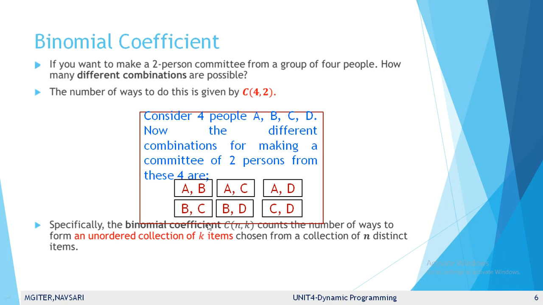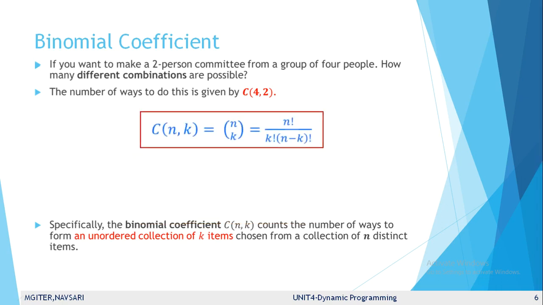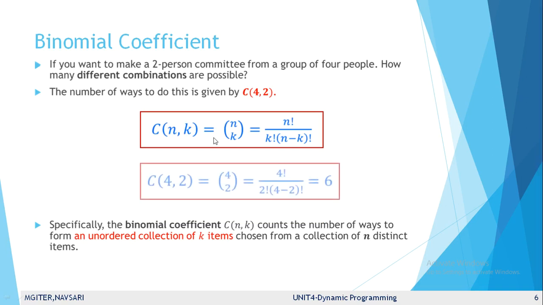Specifically, the binomial coefficient C of n, k counts the number of ways to choose a collection of k items from a collection of n distinct items. Now here we get the formula: C of n, k, which is also written like this, n choose k, which gives n factorial divided by k factorial into n minus k factorial.